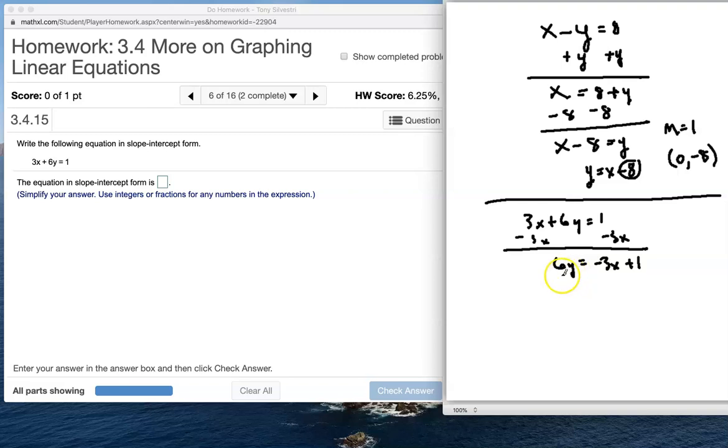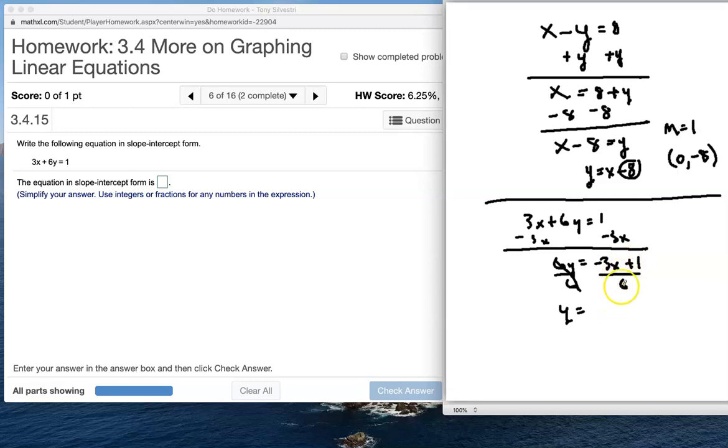We get rid of the 6. We divide it. Y is being multiplied by 6. We divide by 6, and we do that to both sides. Cancel that. Y equals. Now, here we have this numerator. We're dividing by a number.